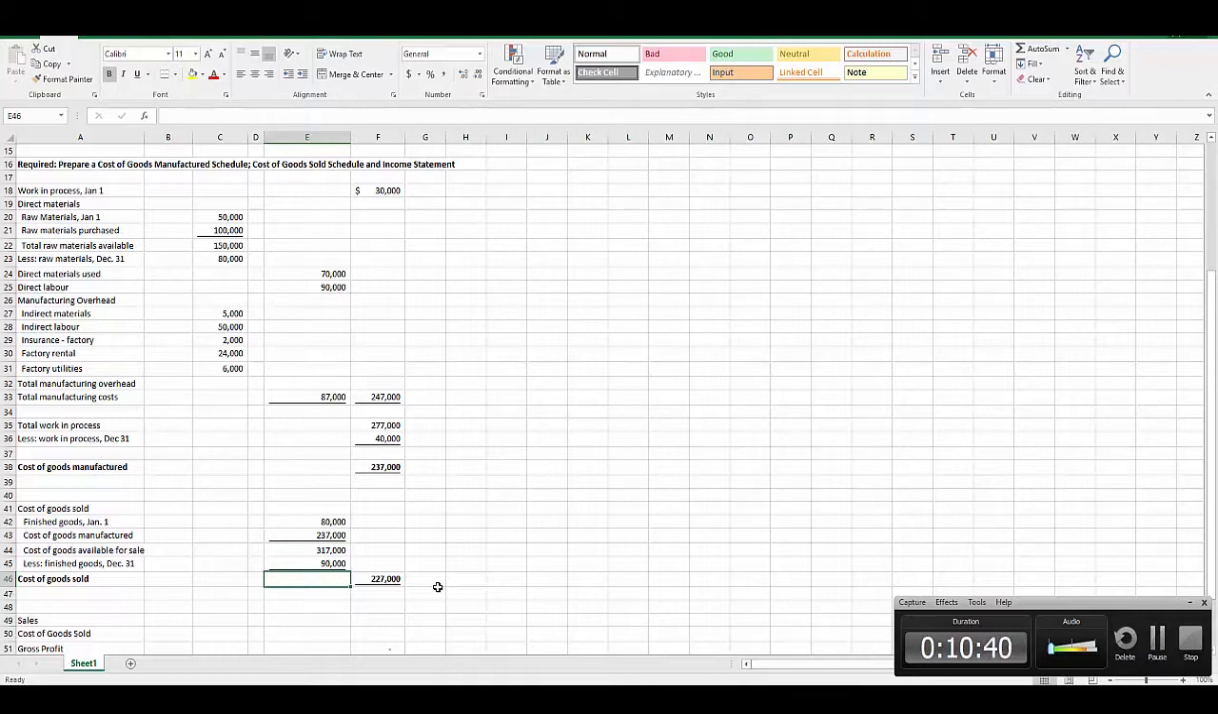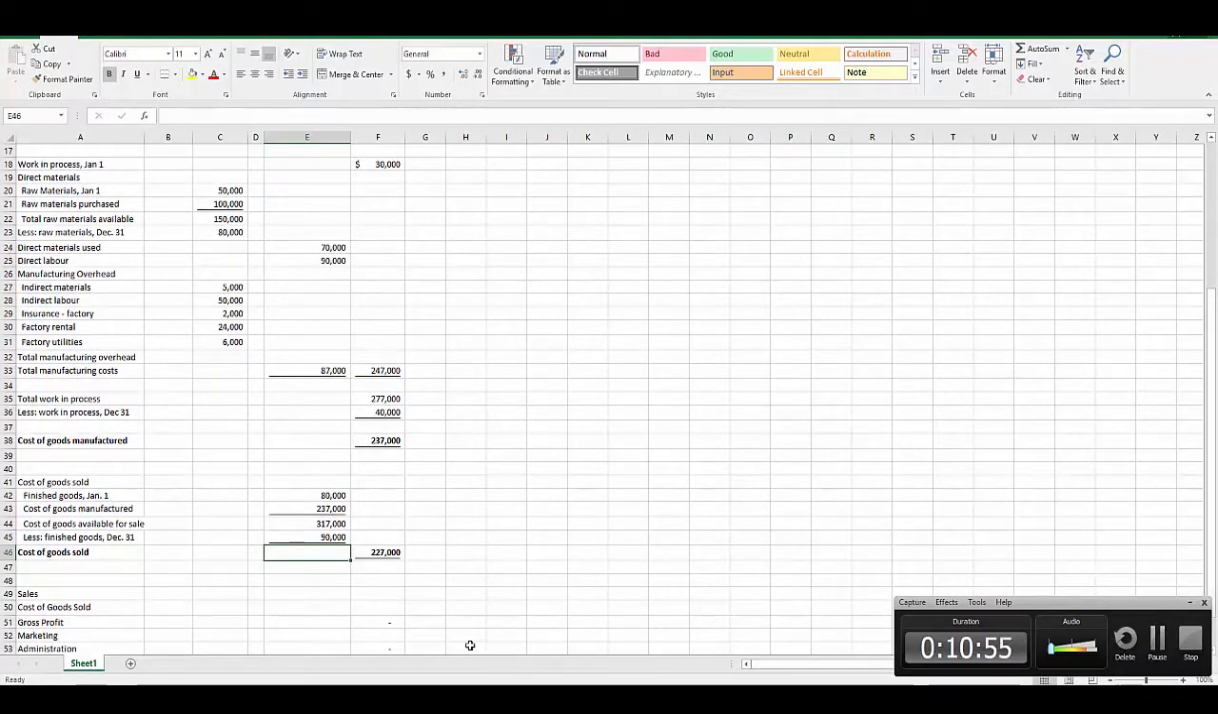So finally, the whole reason you're doing these two calculations, your cost of goods manufactured and your cost of goods sold, is so that you can prepare your income statement. So that's the next one that we're going to do. In terms of the sales, we're going to enter in the sales, and we're told in the problem that the sales are $600,000.